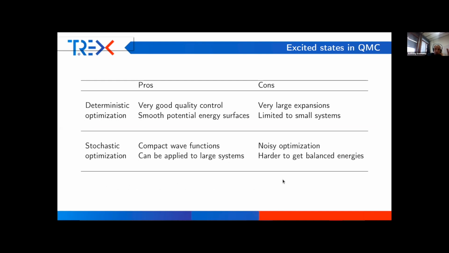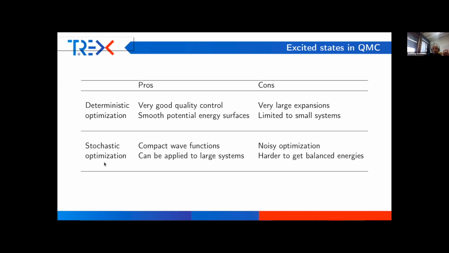So for these two approaches, there are advantages and disadvantages for both. Doing only deterministic optimization, as I said, is reproducible, so you have very good quality control. You also have smooth potential energy surfaces because all your nodes are determined by a deterministic method. But the problem is that for large systems, you will get very large expansions, and it will be hard to do. But for small systems, it's something that works really well.